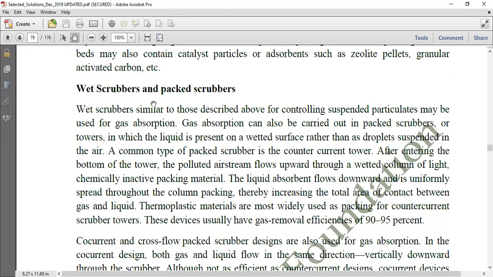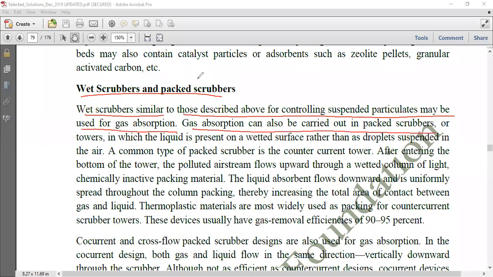So the wet scrubber and the packed scrubber. Wet scrubbers are similar to those described when controlling suspended particles. So here, it is used for gas absorption, and gas absorption can be carried out in the packed scrubber. And if you see the movement, the concurrent and the cross flow packed scrubber design is also used for the gas absorption. So it is basically the counter current mechanism which is there. If you read, it is like the counter current. I'll show you.